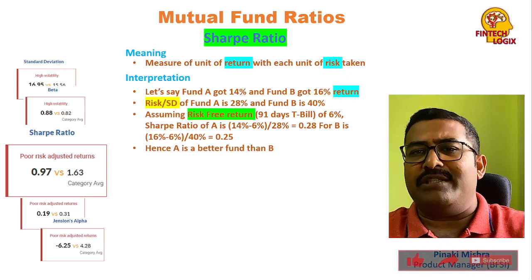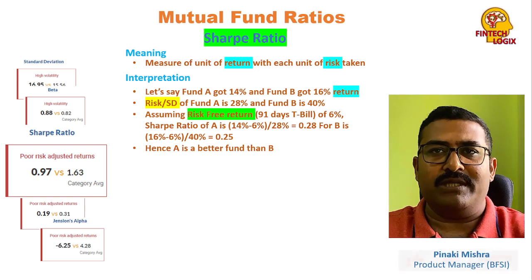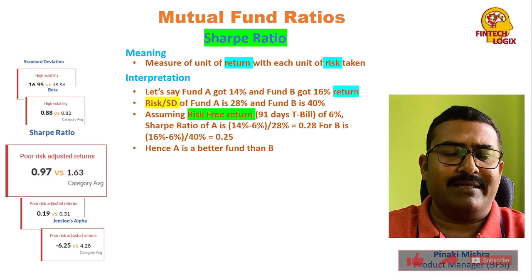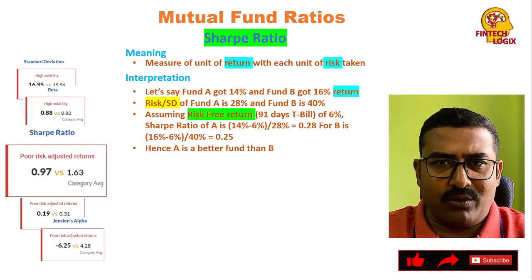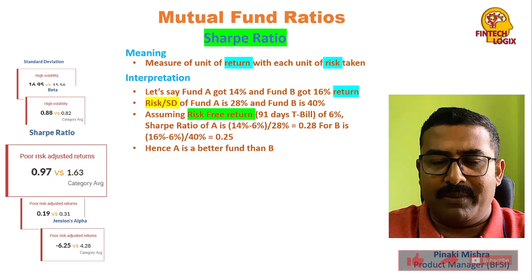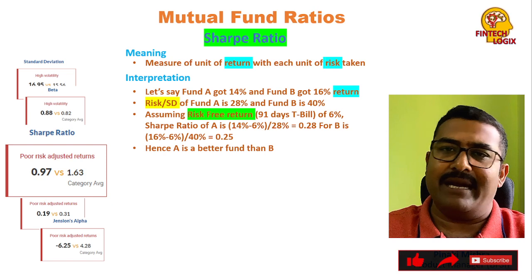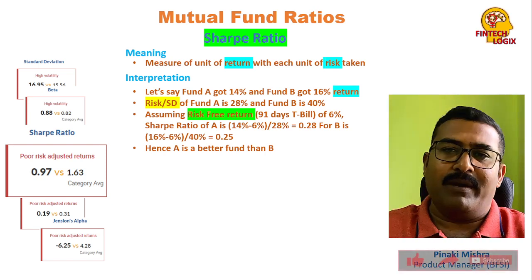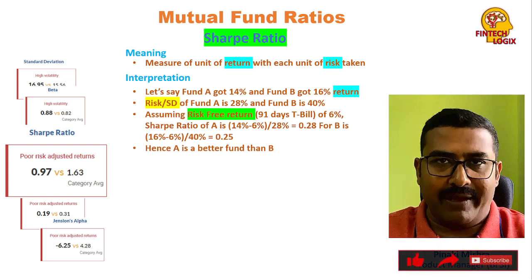Now let's assume a third factor, our risk-free return, which is normally the 91-day treasury bill return, at around 6%. Now if I want to calculate the Sharpe ratio of fund A, it is the annual return of 14% minus the risk-free return, divided by the standard deviation, which is 28%. That gives me 0.28. The same calculation for fund B gives 0.25.